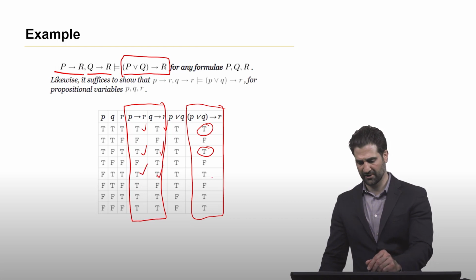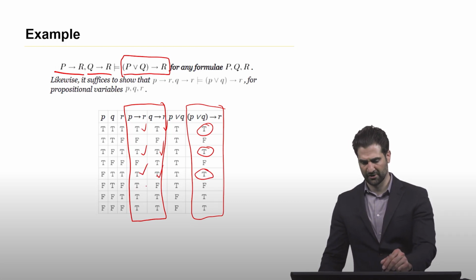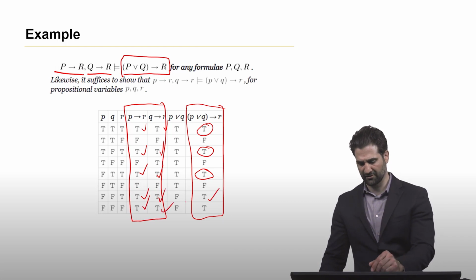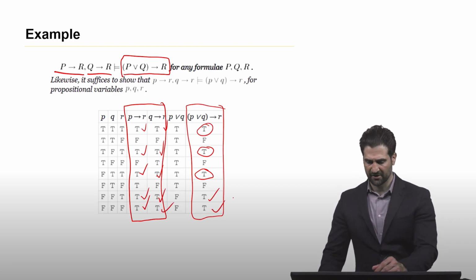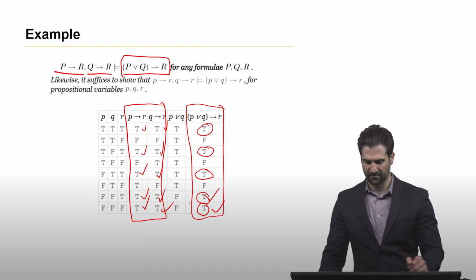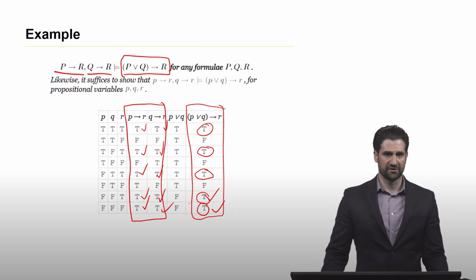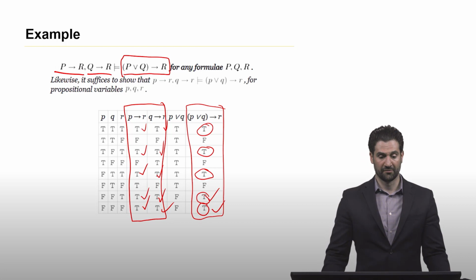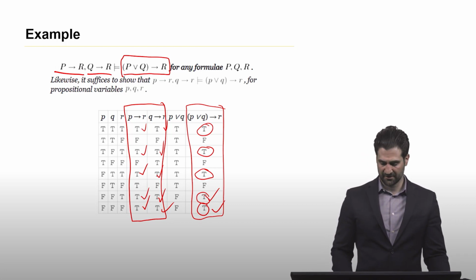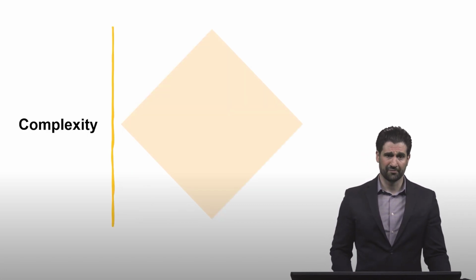True here, true here. This guy has to be true. True here, this one, and same thing with the last one. And so we can conclude that the statement can be concluded from the assumptions. Now, this seems like something fairly easy to do, but let's look at the complexity.